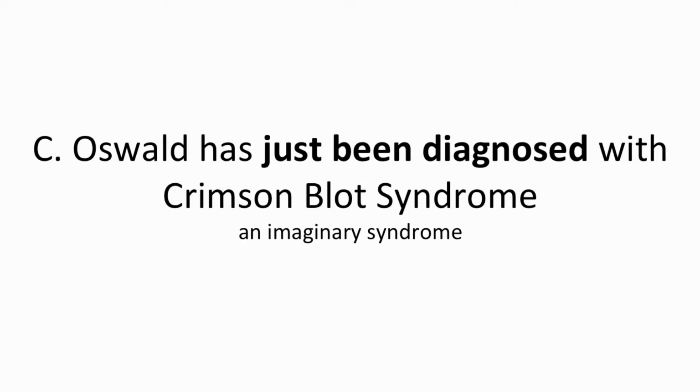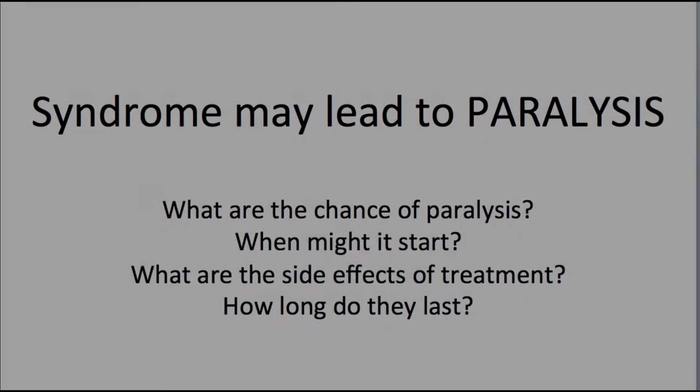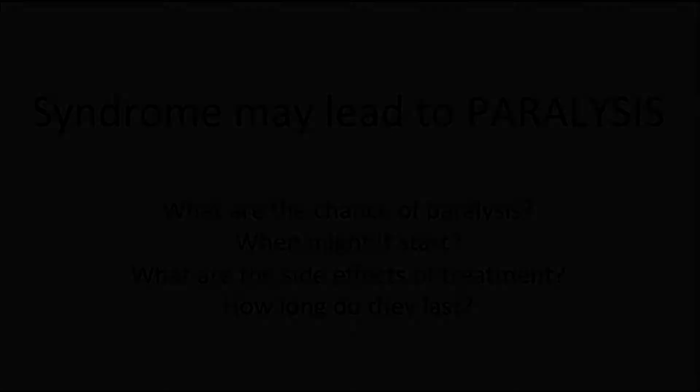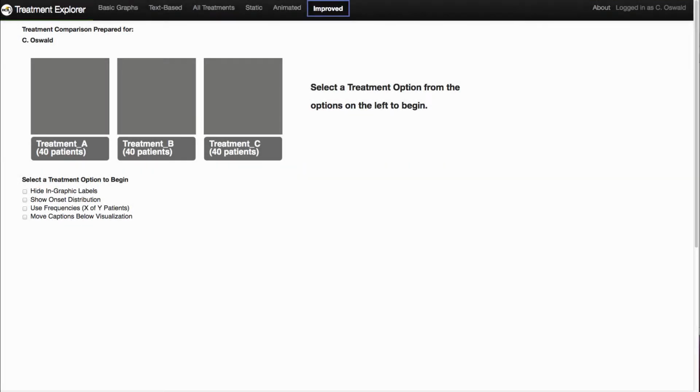Chris Oswald has just been diagnosed with crimson blood syndrome, an imaginary syndrome. The fear now is paralysis. Let's see how the participants use TreatmentExplorer to understand the data gathered from similar patients. I start and I see that there are 3 treatments, A, B, and C, each using data from 40 patients.